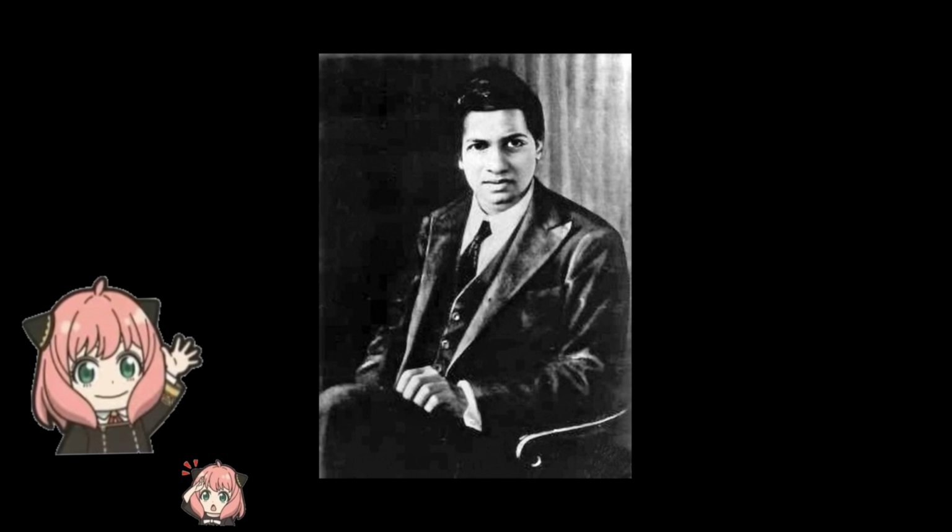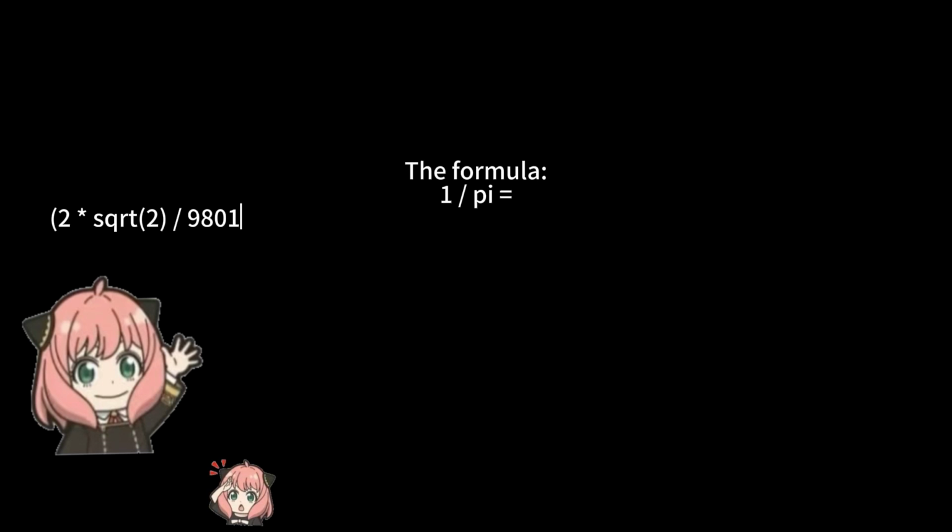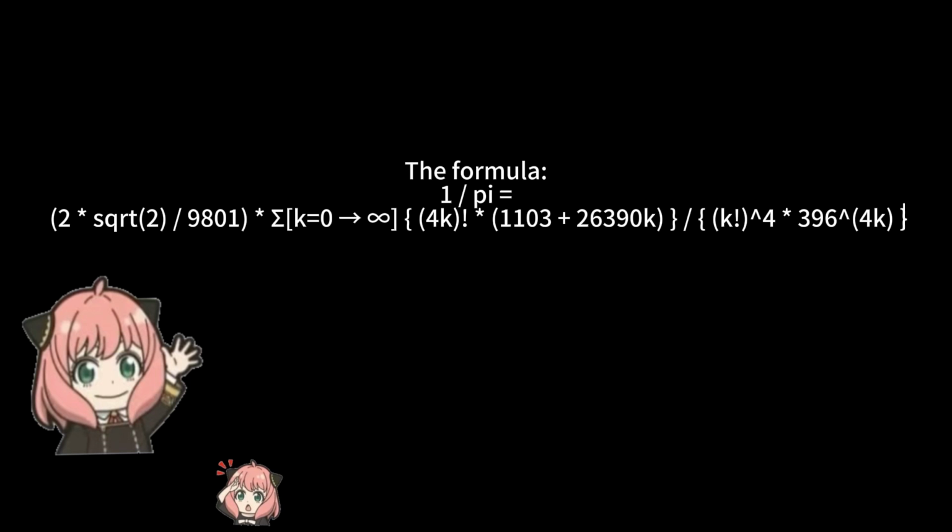However, in the early 20th century, Srinivasa Ramanujan developed an extraordinarily efficient formula for calculating pi based on reciprocal fractions. 1 over pi equals 2 times the square root of 2, divided by 9801, times the sum from k equals 0 to infinity of (4k)! times (1103 + 26390k), divided by (k!)^4 times 396^(4k).